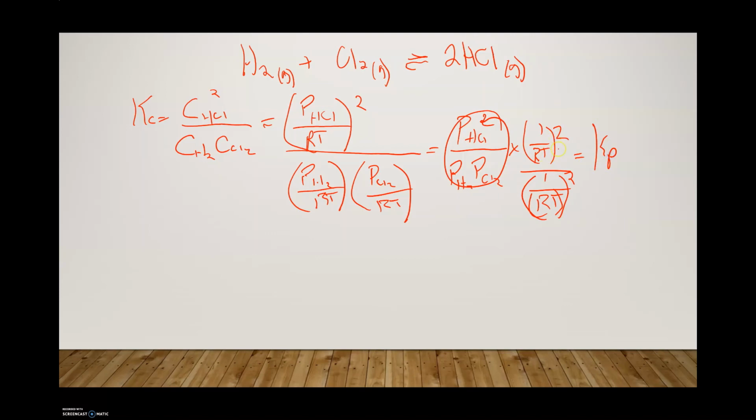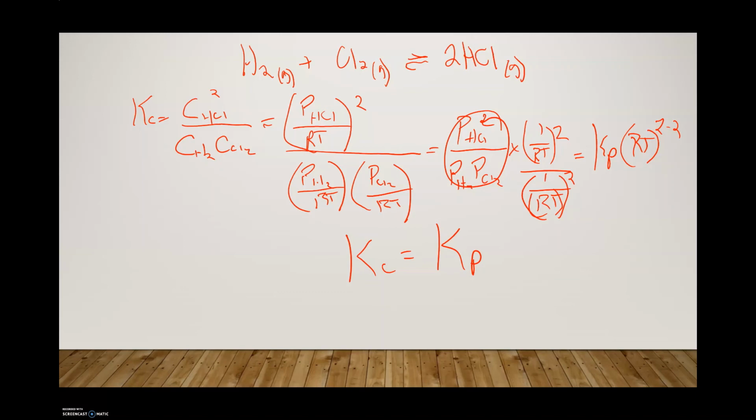What's going to happen now is we're going to have the RTs, where you have 2 minus 2, which gives you 0. So RT to the 0 power is basically 1. Now we have Kc is equal to Kp. So this is an example where you would have both of them being equal to each other. If you figured out the equilibrium constant for Kc, you then could apply that and say that, since they're proportionally the same, Kc is going to equal Kp.